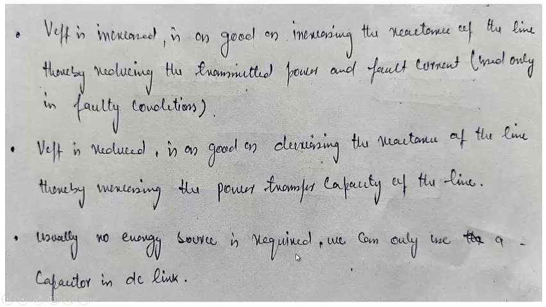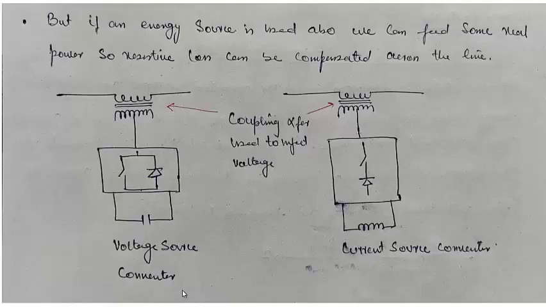If no energy source is required, we can only use a capacitor in the DC link. Capacitor is used in the DC link, otherwise no energy source is required. But if an energy source is used also, we can feed some real power so that resistive loss can be compensated across the line.